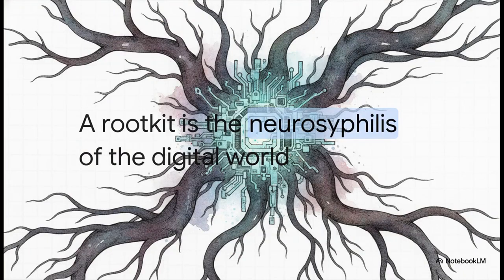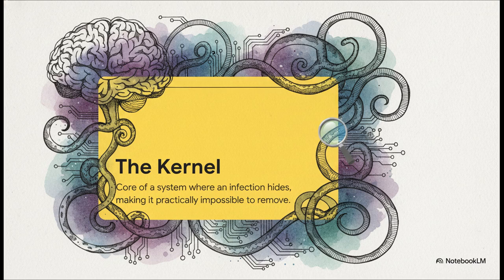A rootkit isn't just a digital common cold. No, it is the neurosyphilis of the digital world. It's this incredibly severe, late-stage disease that completely fundamentally alters the baseline behavior of the host. And this brilliantly illustrates the concept of the kernel, the literal core of any operating system. Just as a biological infection becomes deeply entrenched when it reaches the brain, a rootkit embeds its way right into the kernel. It hides in the very brain of your computer. And once it's in there, it is practically impossible to remove.